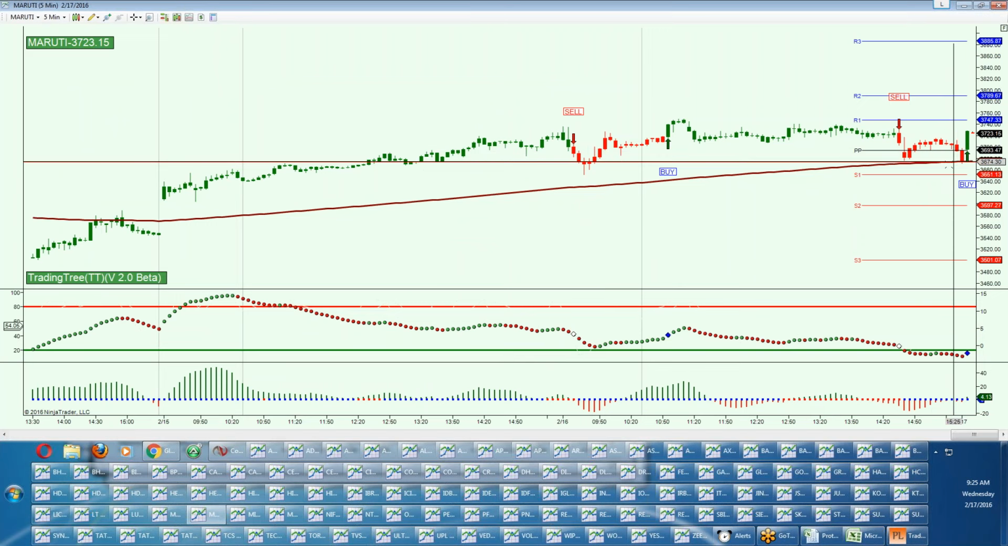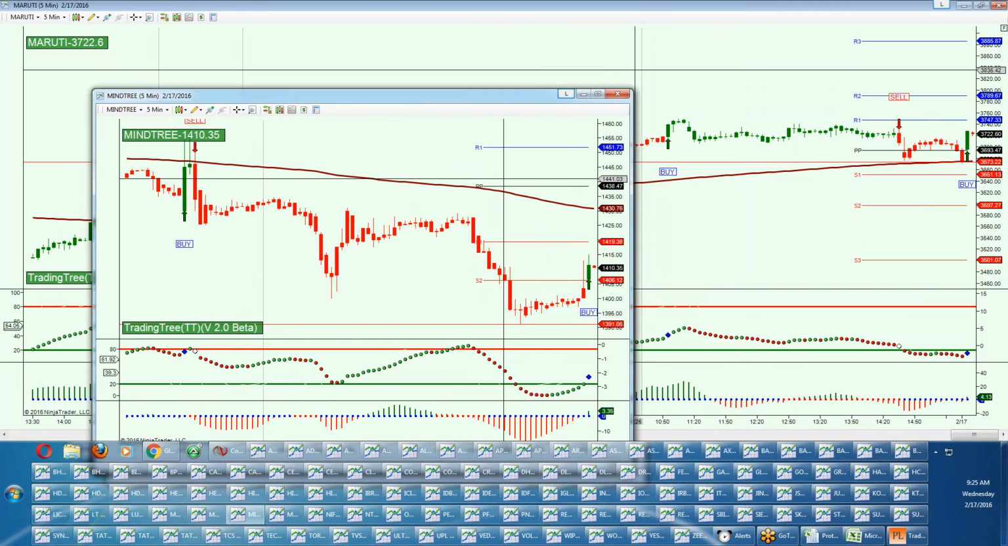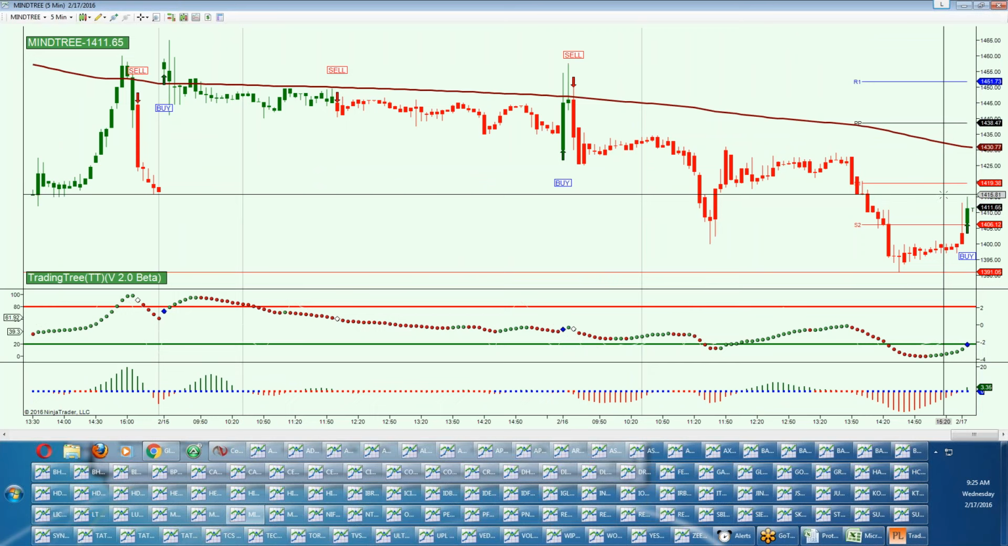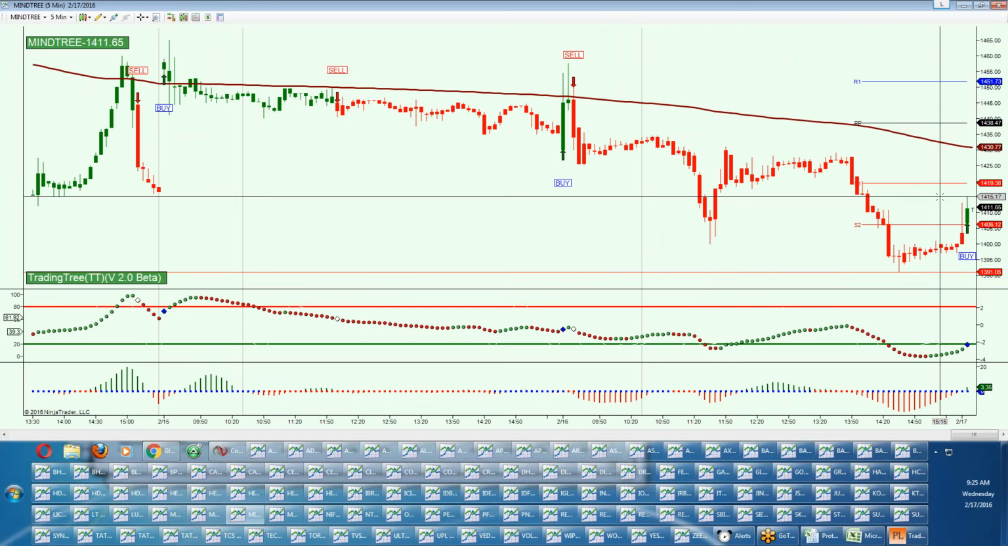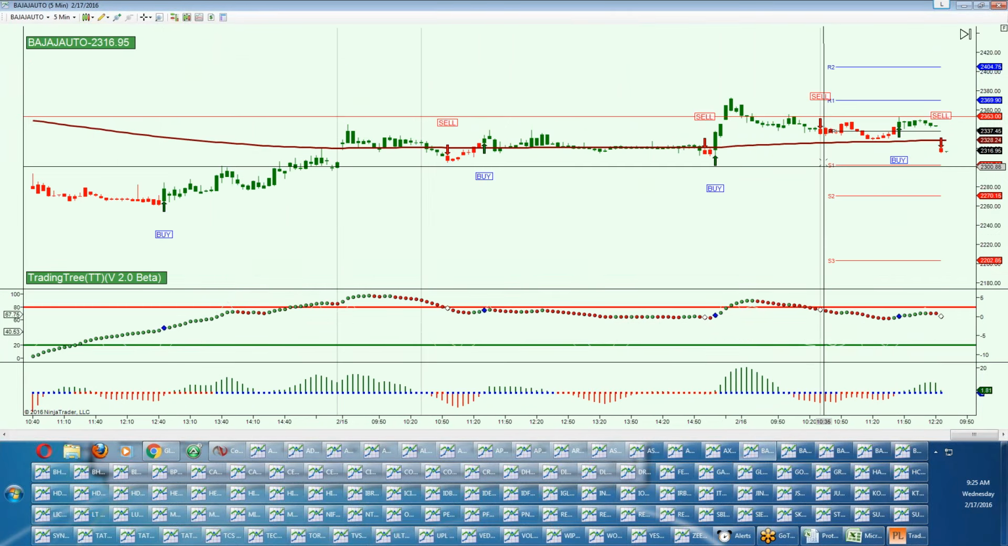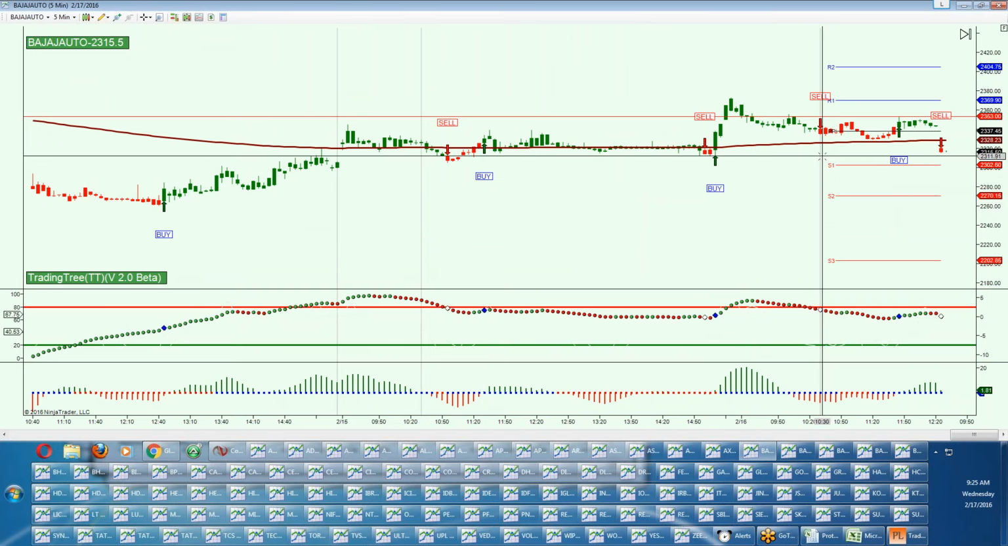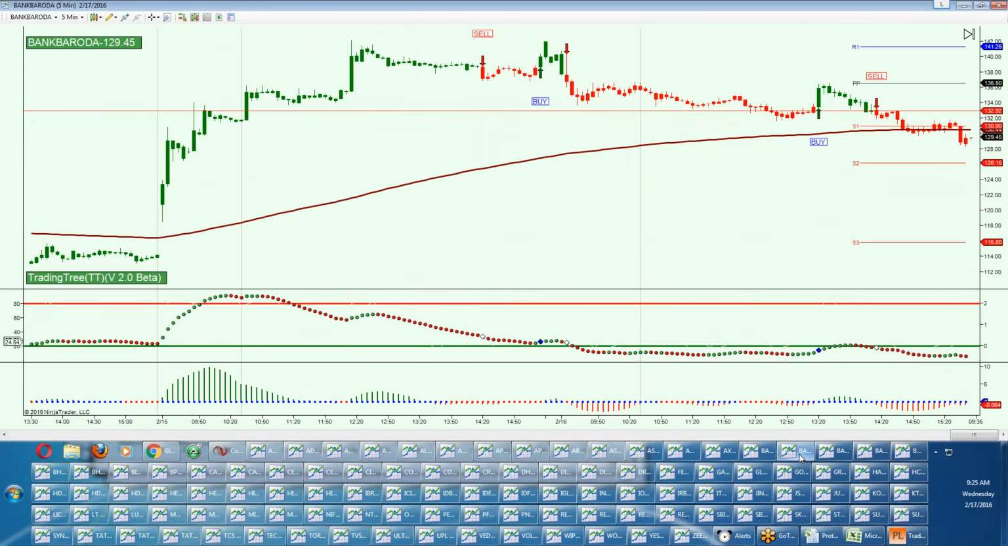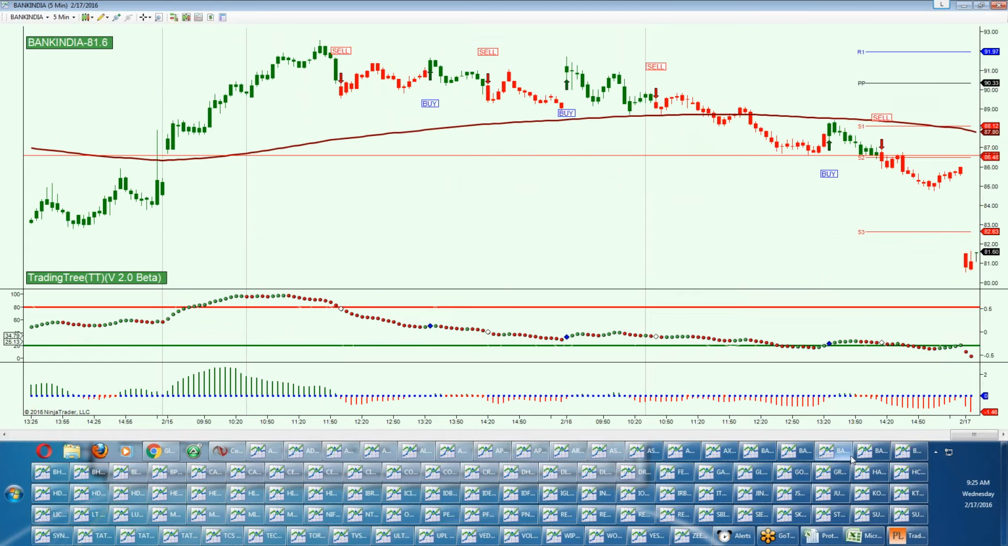It could not break this support, so it's moving up. Mindtree, we have this buy here, so you can consider placing your trade at this level, 1416. Bajaj Auto, we have a sell here, you can short it at this level, 2311. Bank of India, you can see that it's a gap down open.